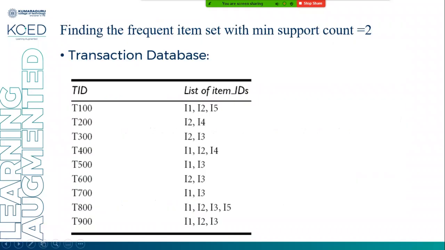Here TID is the transaction ID, and a list of items is given for each transaction. For example, we have items I1, I2, I3, I4, I5, a combination of up to 5 items. You can assume I1 is milk, I2 is bread, and I5 is coffee powder, likewise. We have to assume various items. T100, T200, T300, T400, 500, 600, up to 900 are the transaction IDs.